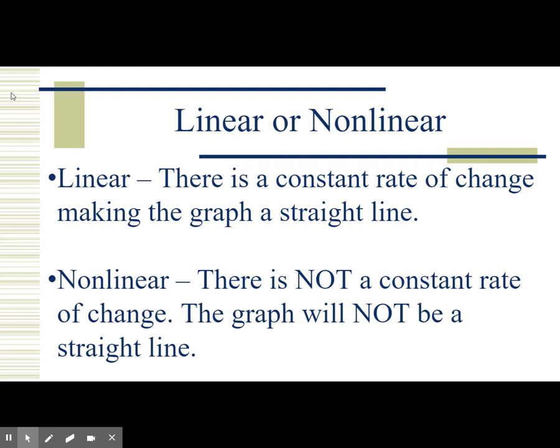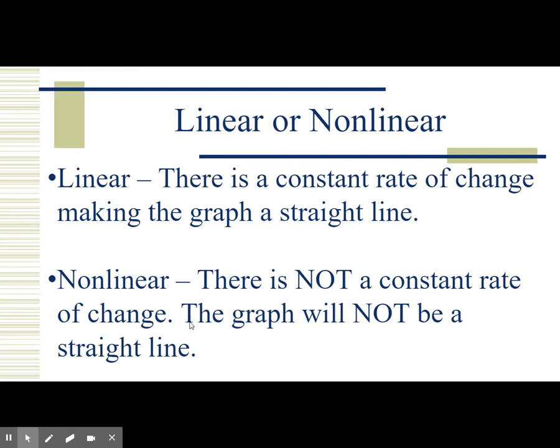So first thing right now, if I was you, get out a piece of paper, label it linear or nonlinear, and then take these notes to help you. So I'd write these two definitions down. Linear: there is a constant rate of change making the graph a straight line. So the graph's going to be a straight line. It's got a constant rate of change, which means it has a constant slope. There is a slope of the line. You could say the slope is 2 or the slope is 1/2. It's going to be the same slope across the whole line, and it's going to make a straight line.